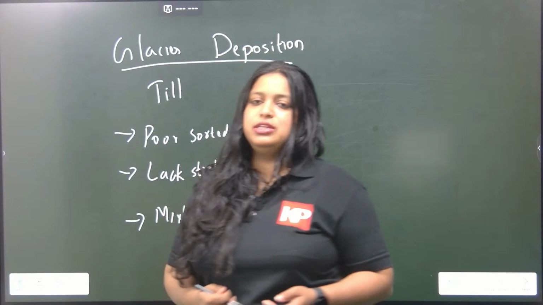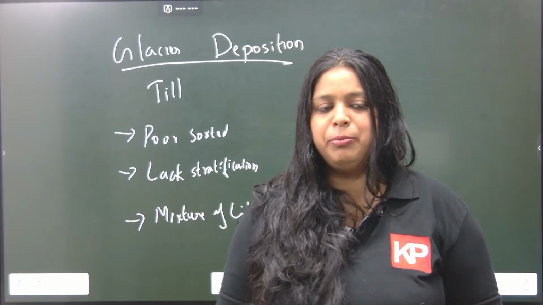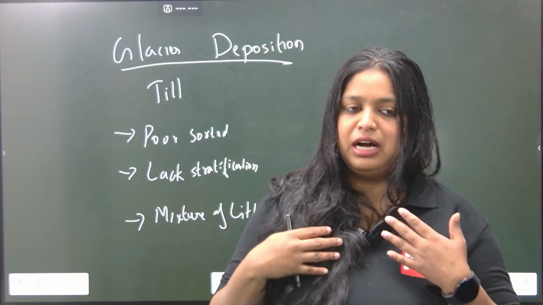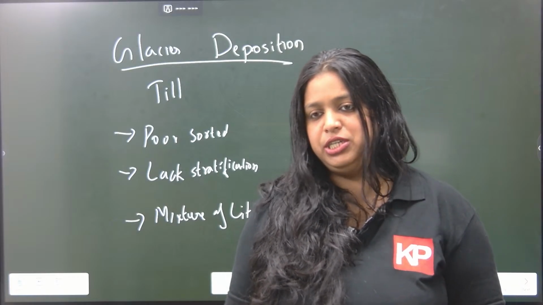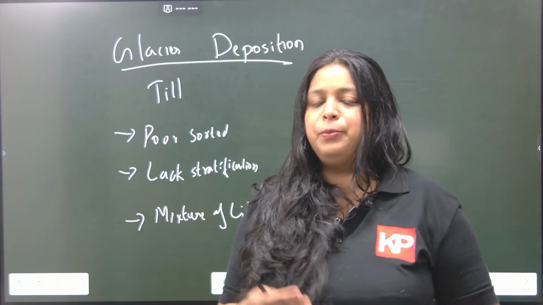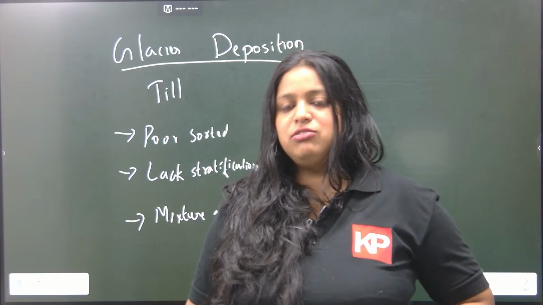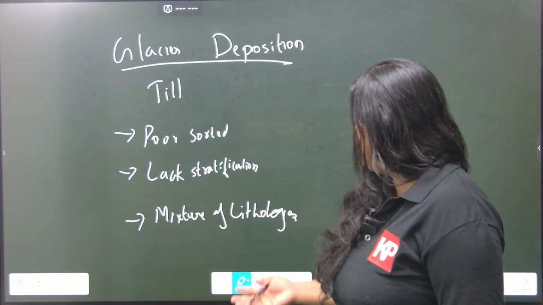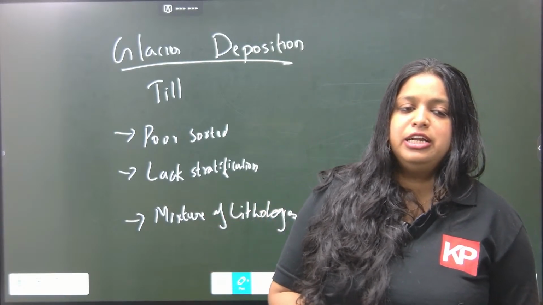Mixture of lithologies in the till deposit. Why? Because the glacier is simply dumping whatever sediments are there. They are deposited, laid down by the large ice sheets. So no sorting is being done, and no removal of fine clay particles is being done. Hence there is a mixture of lithologies in a glaciated till deposit.